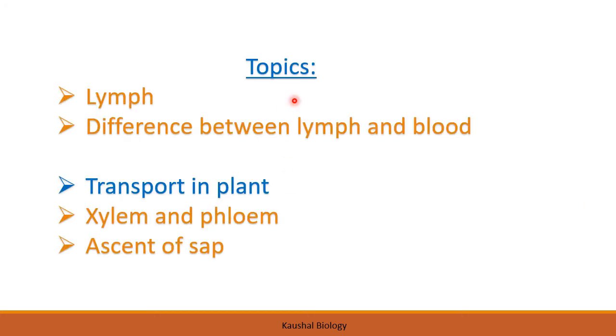The topic that we are going to discuss is the lymph. Then after that we will be discussing about the difference between the lymph and blood. And then we will start with the transport in plant. In that we will be discussing about the xylem, phloem, their function, also their components. And along with that we will be discussing about the ascent of sap. So let's get started.